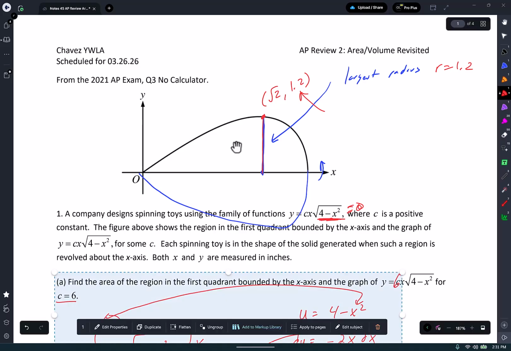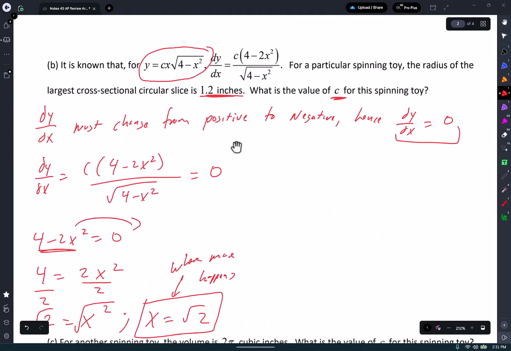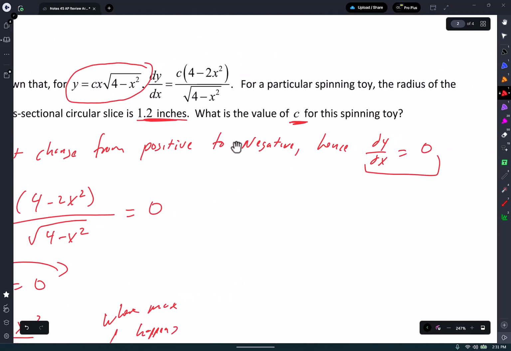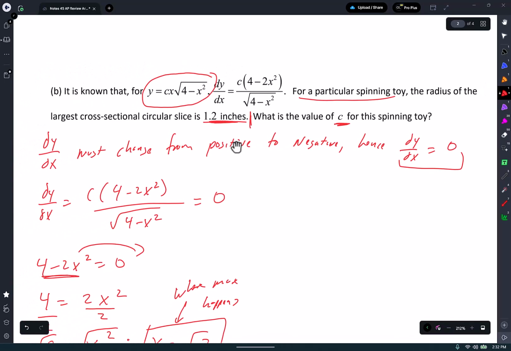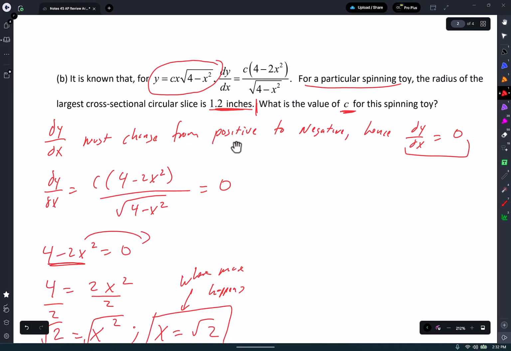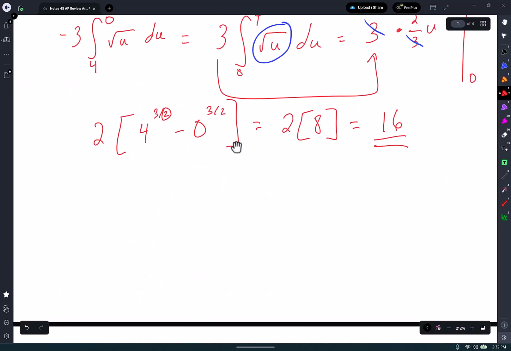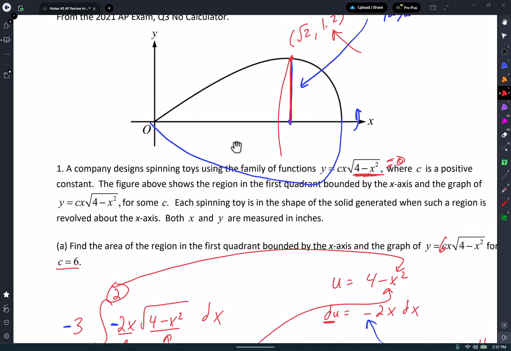No? Okay. They told me, read this sentence right here, for a particular, and then stop at the 1.2. For a particular spring toy, the radius of the largest cross-sectional circular slice is 1.2 inches. Okay, here's my circular slice, and this distance is my radius from here to here. Well, check this out. Isn't the distance from here to here just a y value? Are you sure it's a y value? Okay, let me answer that real quick, and then we'll continue.